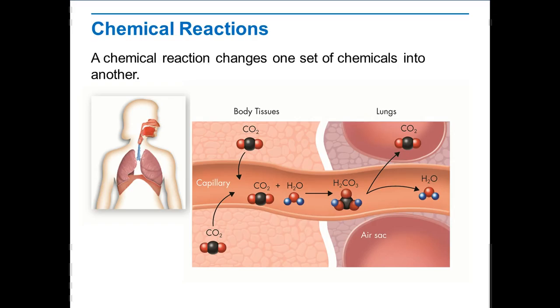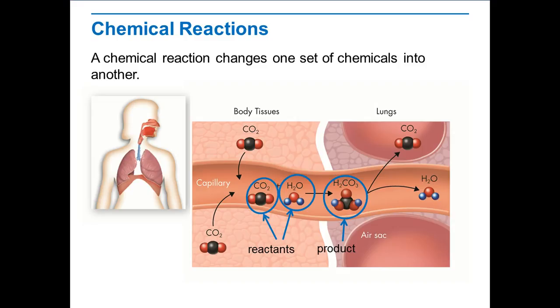Here's an example of a chemical reaction that occurs in our bodies. Now first, a chemical reaction. It's a change. It changes one set of chemicals into another. So we're dealing with two sets of chemicals. We've got some terms to describe those: reactants and products. Reactants are the chemicals that are combining or being broken apart into other chemicals called products.